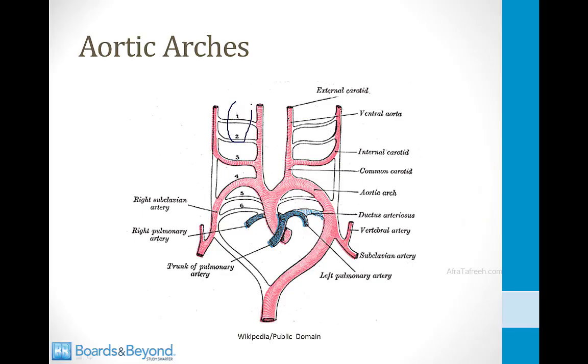The first and second arches really don't contribute anything significant in the adult. The third arch gives rise to the internal carotid and the common carotid, and then the fourth arch is the one that gives rise to the aortic arch on the left, and the sixth arch, remember that's the pulmonary arch, is what gives rise to the ductus arteriosus and the pulmonary artery.